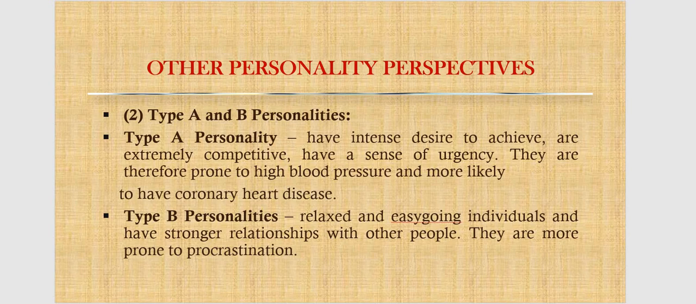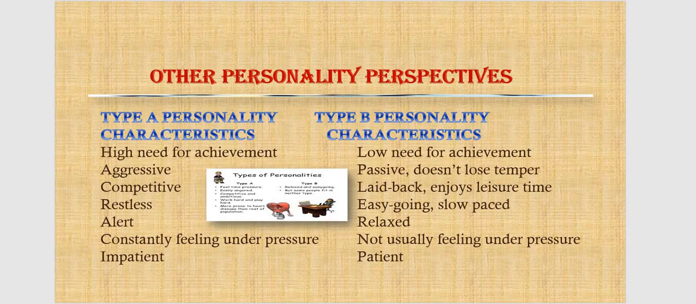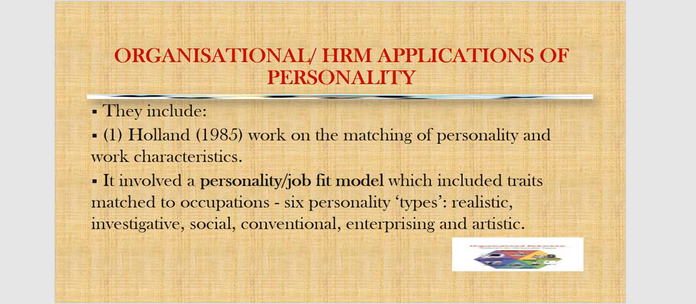And so for these people, they will procrastinate the work, they will procrastinate the research because they can't take responsibility on themselves. Do you get it? But for type A, they are always aggressive and ready to work. Okay, so that is what we are talking about. You see, type A has a high need for achievement, aggressive, competitive, restless, alert, constantly feeling under pressure, impatient. And when you come to type B personality, you see a low need for achievement because they can't just take responsibility on themselves. They are easygoing, slow paced, relaxed, not usually feeling under what? Pressure.